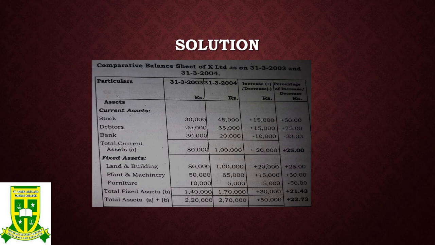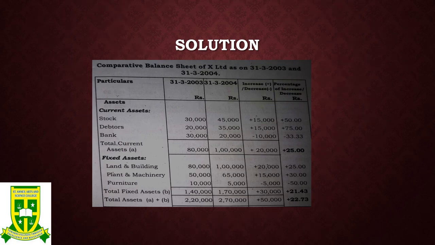And the first step is we are going to calculate the total assets. For calculating total assets, we need current assets and fixed assets. Under current assets, we are having stock, debtors, bank. So this will give you total current assets. Under stock, the first year value is 30,000 and the second year value is 45,000. So it has been increased by 15,000. So plus 15,000, 15,000 divided by 30,000, you will be getting 50.00.